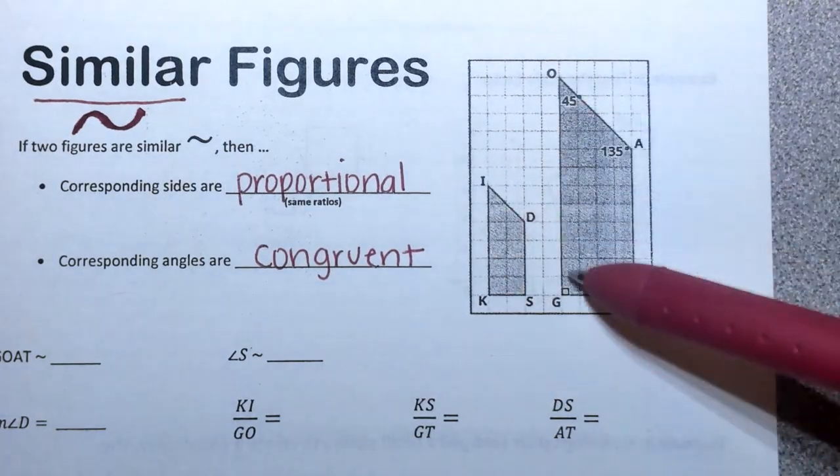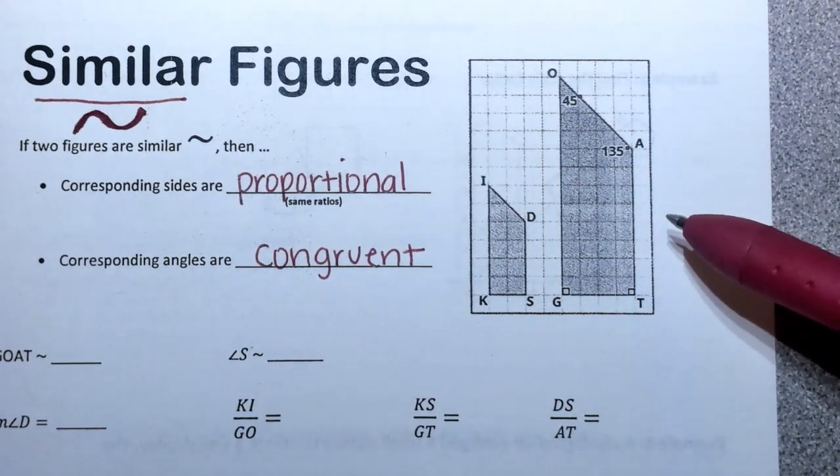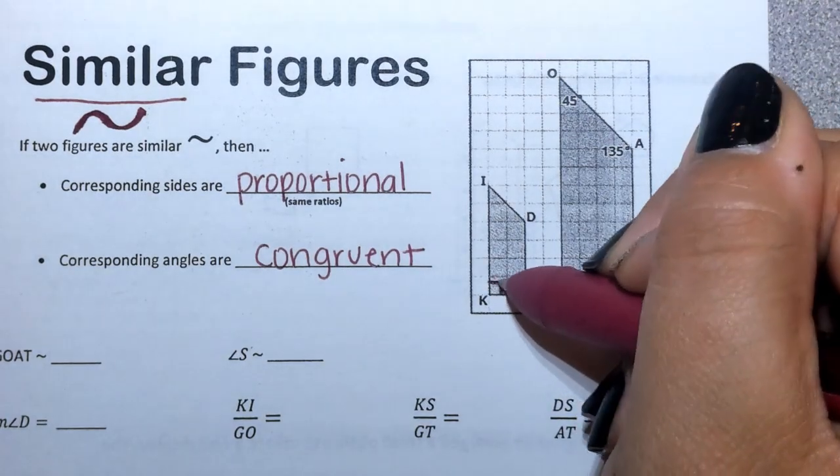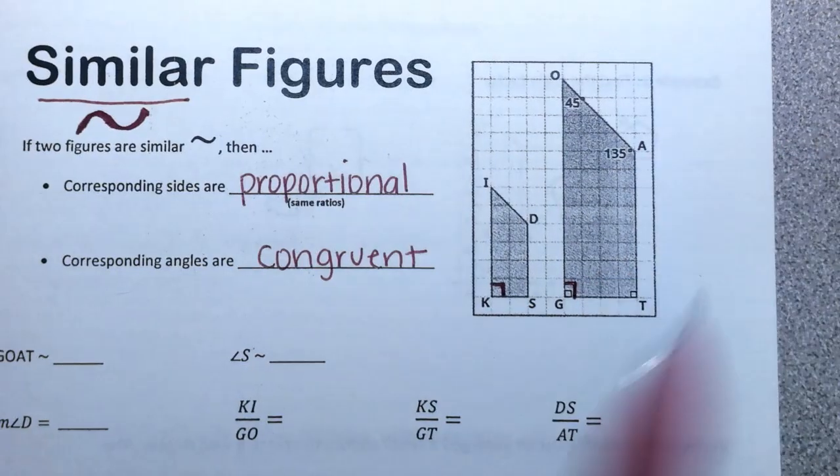Are their sides the same? No, I'm going to prove they're proportional in just a second. But what about their angles? What is this angle right here? Do you agree both of these angles are the same?